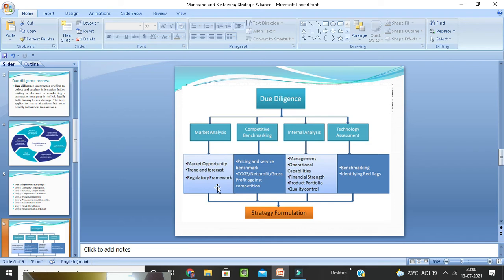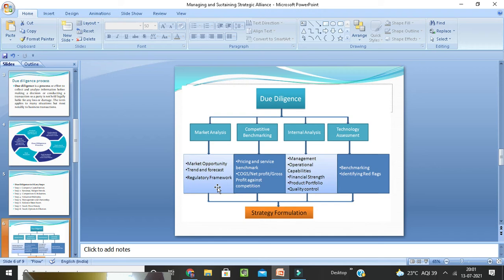Then internal analysis: how the management function should be there, how the operational activities will take place, the abilities and capabilities, how financially strong they are, what the product portfolio will be, how quality control will be managed, how the investment will take place, how the implementation planning and organizing functions of management take place. It comes in the internal analysis.